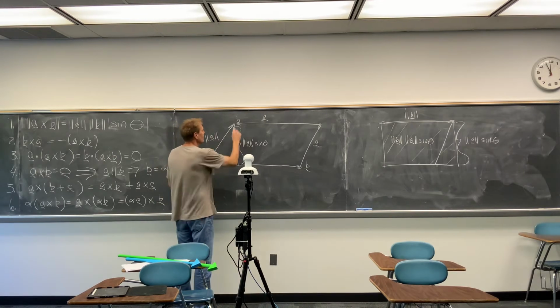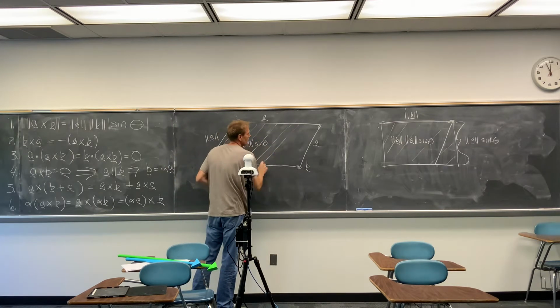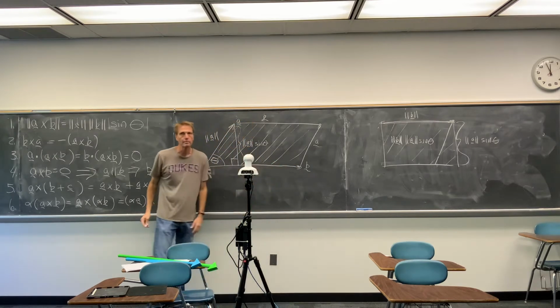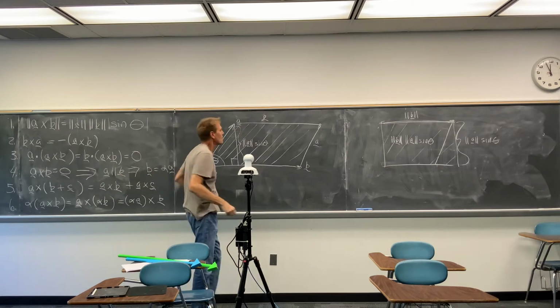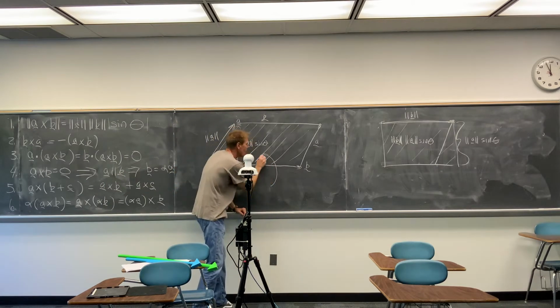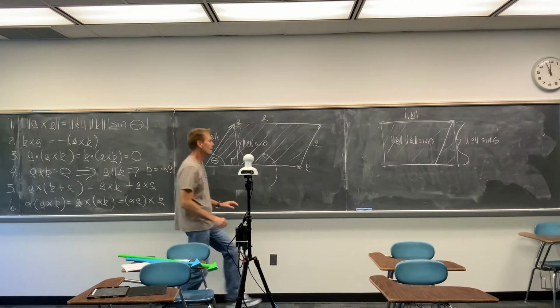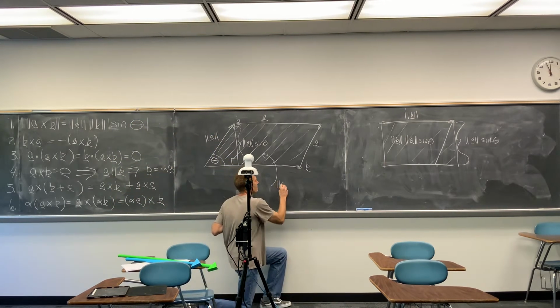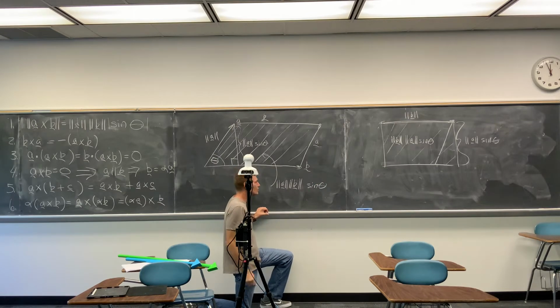So the area of this parallelogram, shade your parallelogram. Draw an arrow pointing to your area, and then write down the norm of A times the norm of B times the sine of theta. And we're again assuming sine of theta is positive.